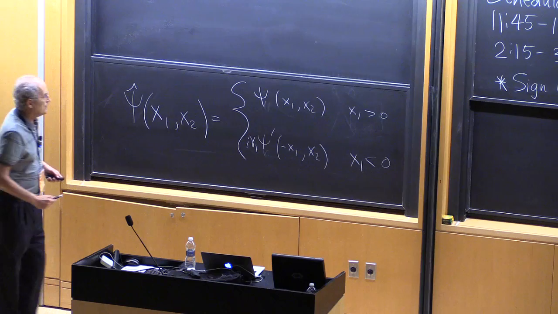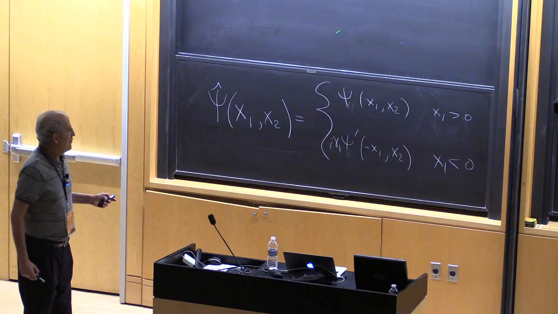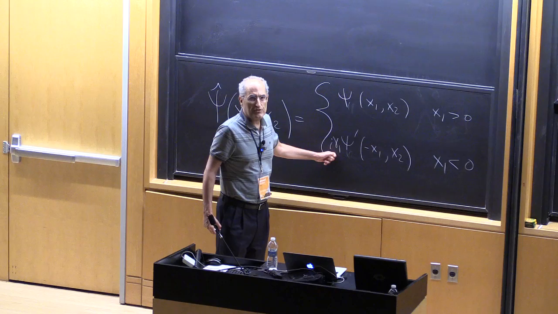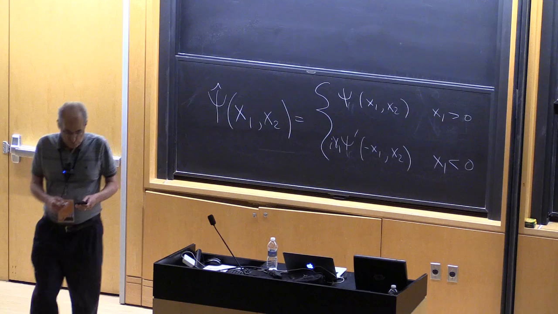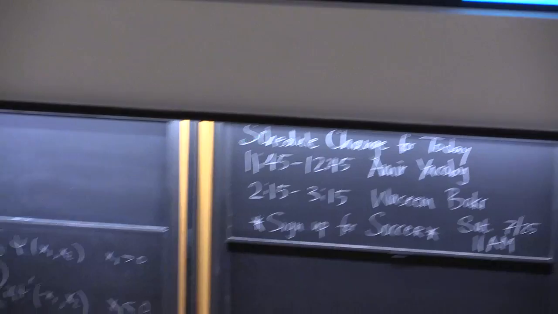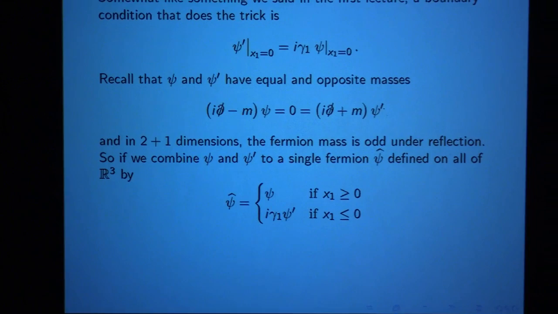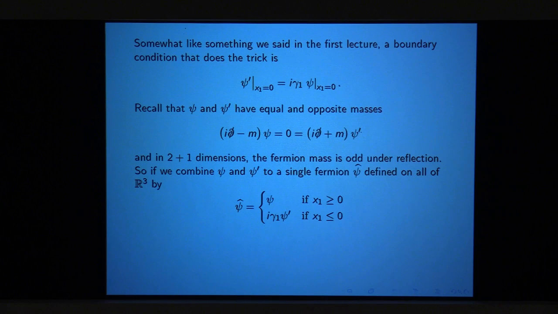So I hope first of all you can all see now that there's light on, but we have two Fermi fields that are each defined on the half space x1 positive. But I combine them together into a single Fermi field that lives whether x1 is positive or negative. So what I wrote in the slide isn't detailed enough because I didn't explain what was happening to x1 and x2. It was meant to be like this. To define psi hat of x1, I use psi if x1 is positive, but if x1 is negative, I use psi prime at minus x1, which is positive.